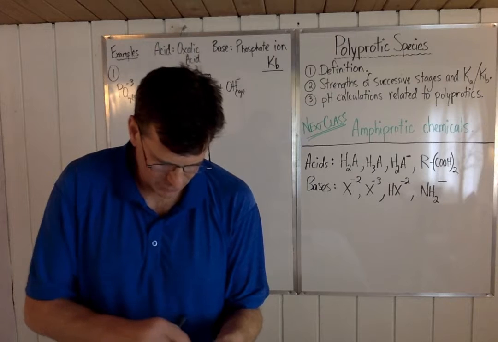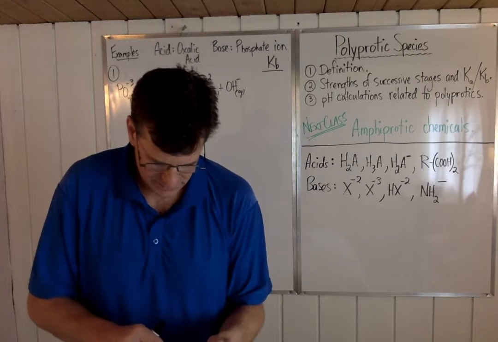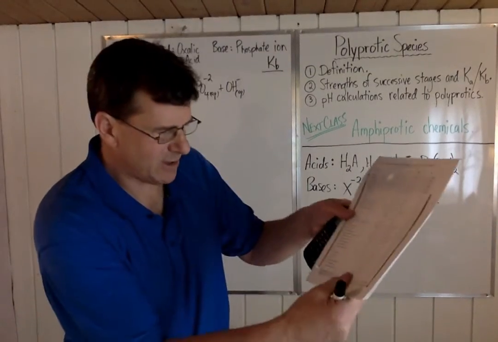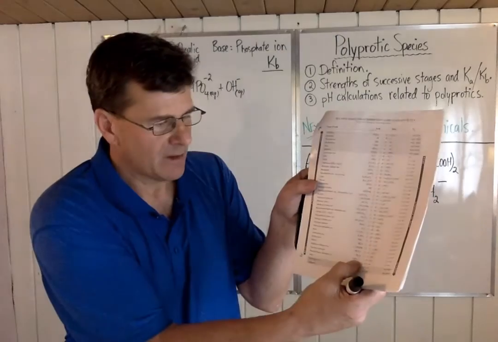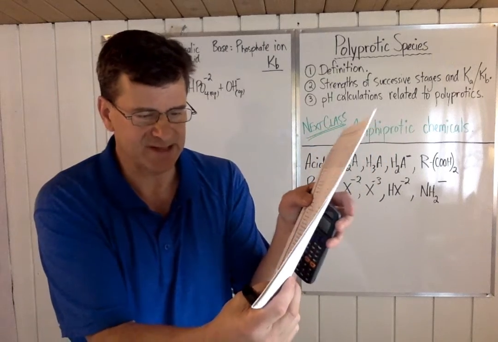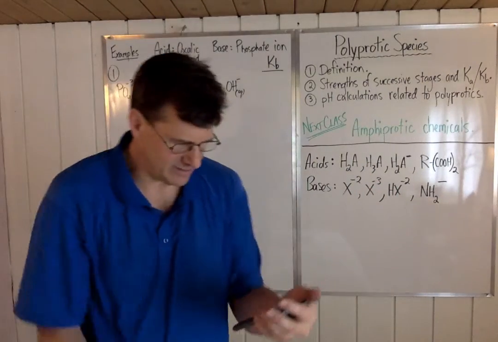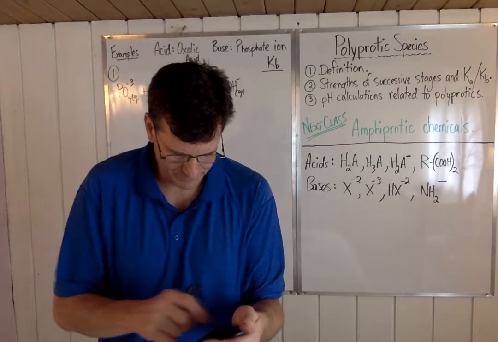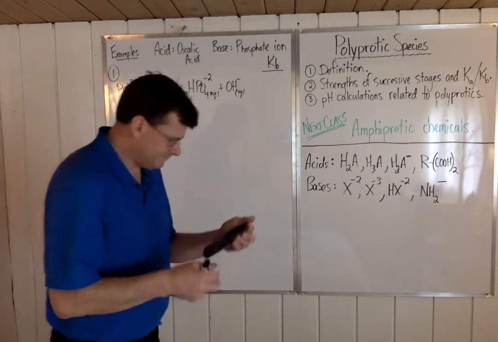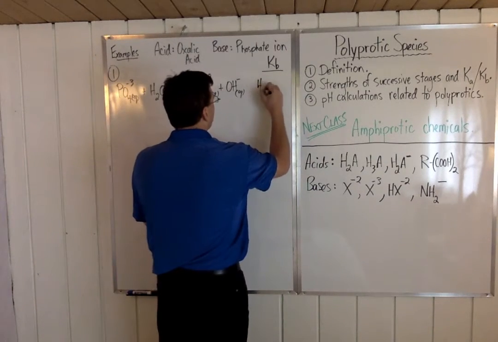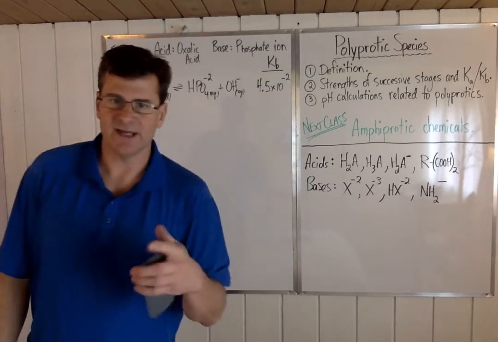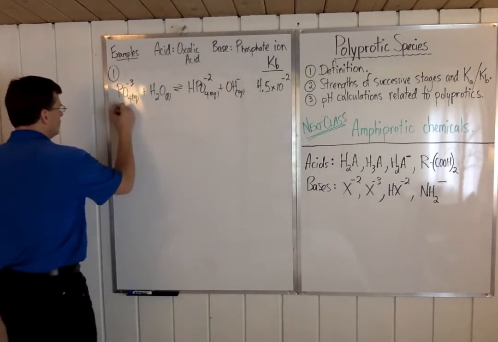So 1 exponent negative 14 divided by, and then I look up HPO4, and it's way down on the table. Like HPO4 is way down here. There's PO4 over on the base side. So it's actually a pretty good base. PO4 is pretty nasty stuff. So the Ka is 2.2 times 10 to the negative 13. So divided by 2.2 times 10 to the negative 13. And so this guy comes out to 4.5 times 10 to the negative 2. So that's stage 1.